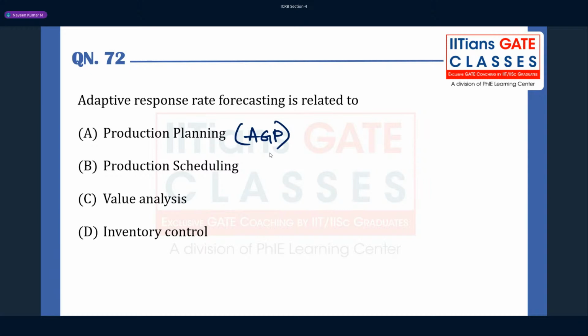So production planning will not have any forecasting or adaptive rate forecasting. Production scheduling is also like that, where you don't have any forecasting. It's a simple scheduling that you're making: what is the machine availability, how many shifts in a day, 3 shifts are there, how many people have to work in a shift, right? What are the maintenance activities that you're planning, right? All these things will come under production scheduling.